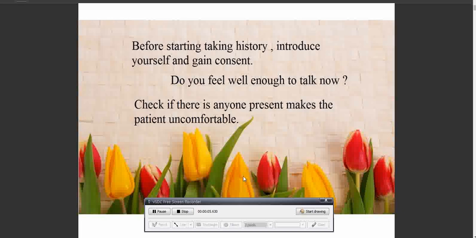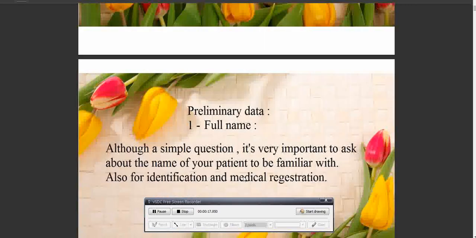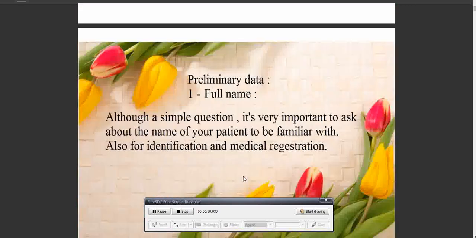Before starting taking history, you need to introduce yourself and gain consent. You can ask, do you feel well enough to talk now? Check if there is anyone present that makes the patient uncomfortable. That is a common sense aspect. Then you start on preliminary data.